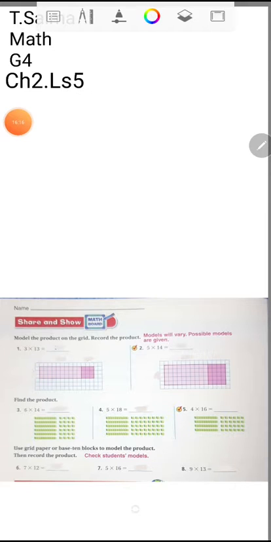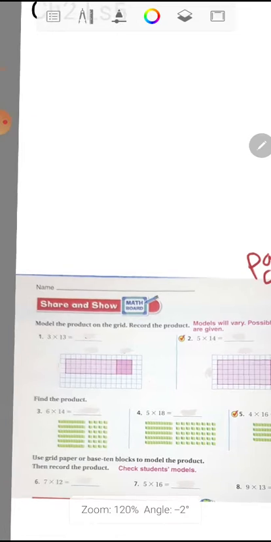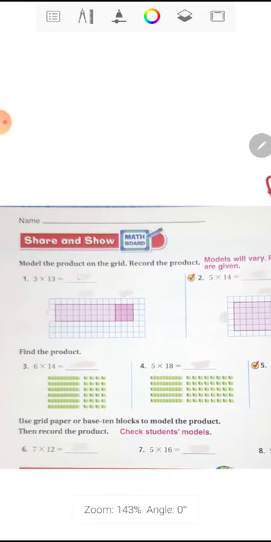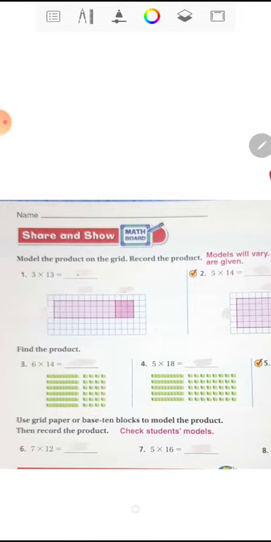Now let's continue on page 89 and solve problems 1, 2, 3, 4, 5, 6, 7, 8. So right here, let's start with number 1. 3 multiply 13. What I have to do, you know that the distributive property told me I have to break down the larger number into two numbers.